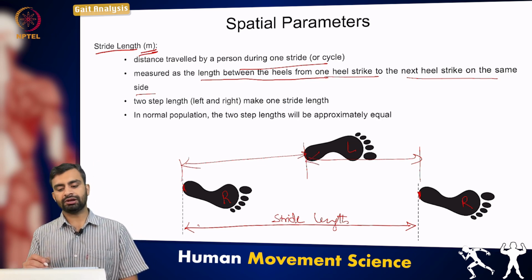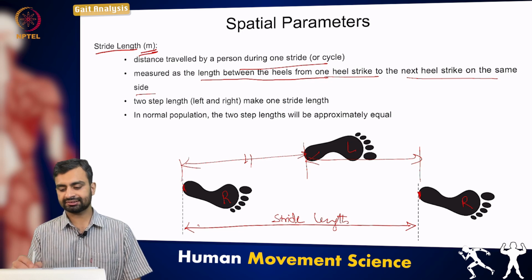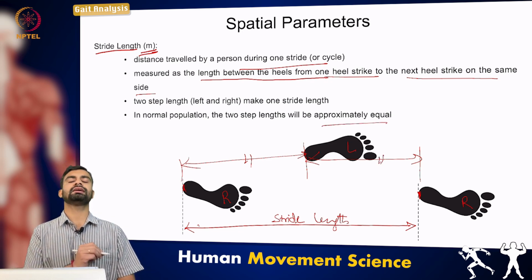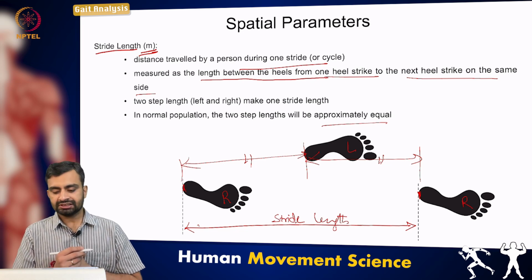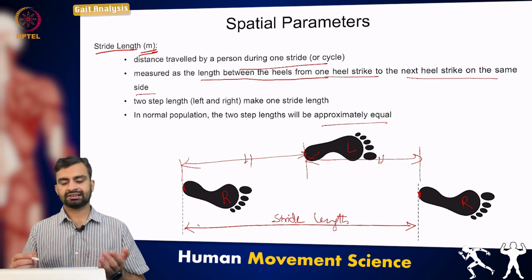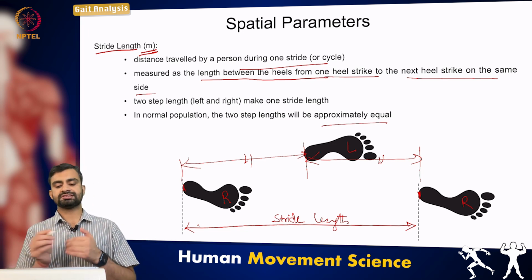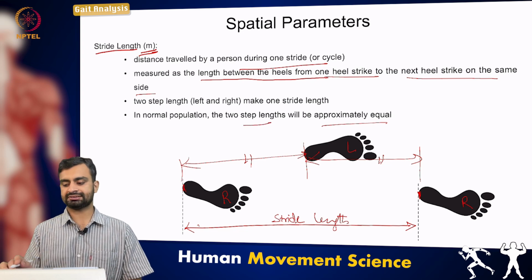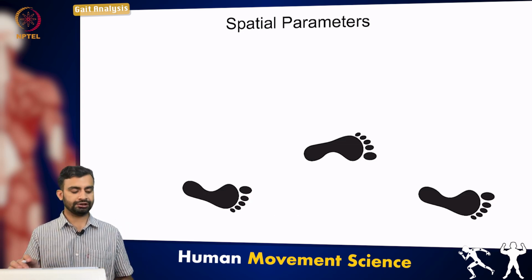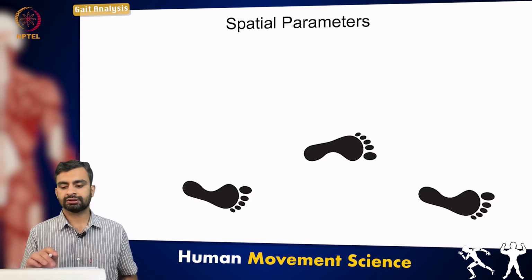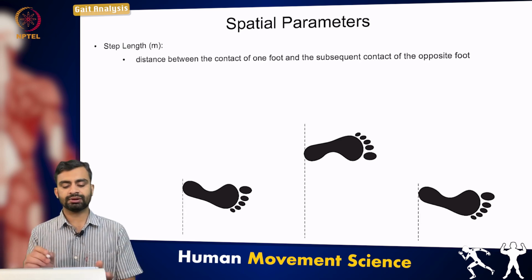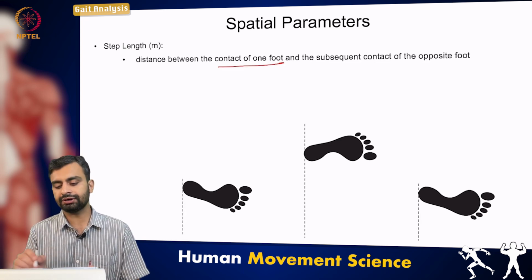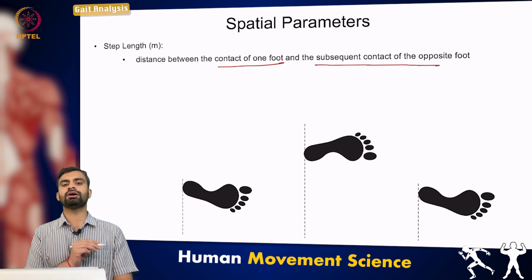And in normal population, these two step lengths are approximately equal. But in case of certain pathological conditions, there might be difference in the two step lengths. So the next parameter we look into is the step length itself. Step length is nothing but the distance between contact of one foot and the subsequent contact of the opposite foot.